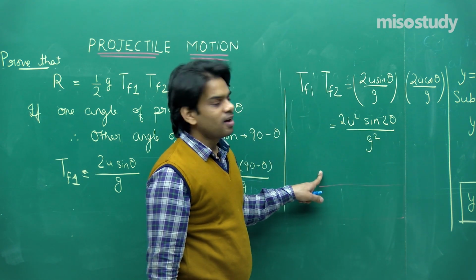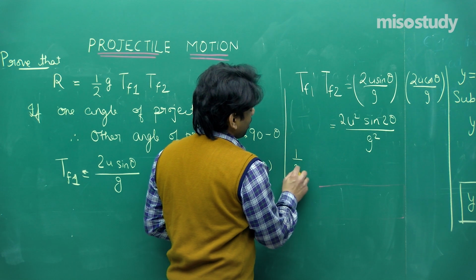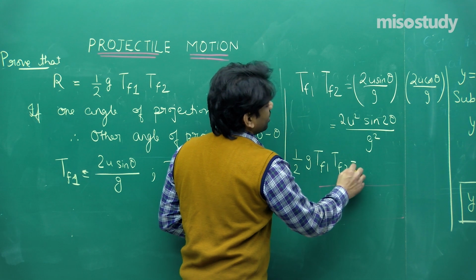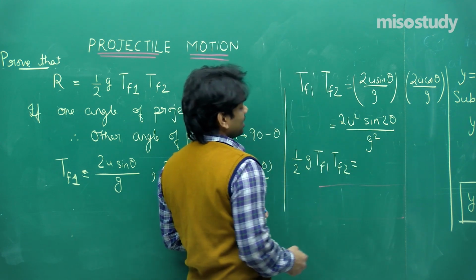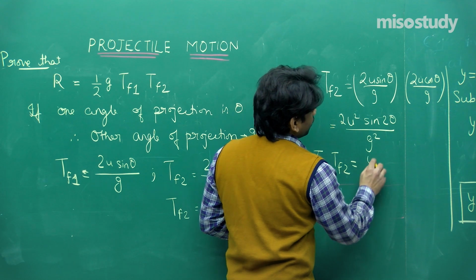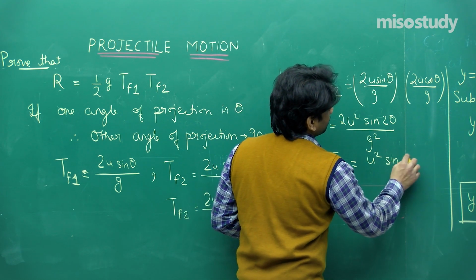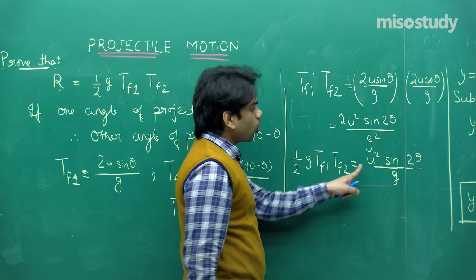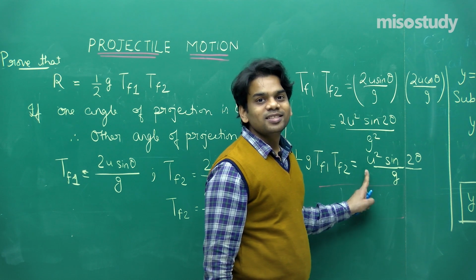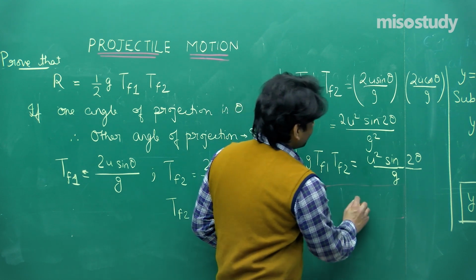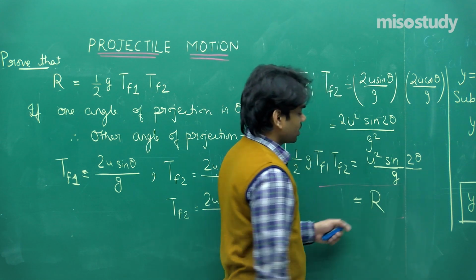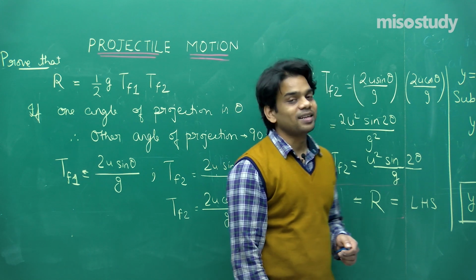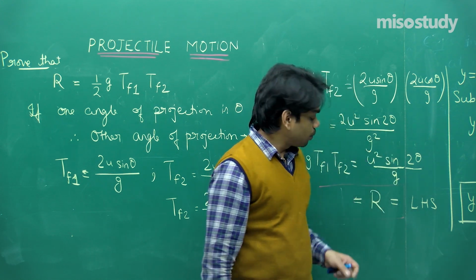Now if we multiply half g into the time of flight of the first into the time of flight of the second, then you will get 2 and 2 cancelled out, and g and g cancelled out. You will be left with u square sin 2 theta upon g. What you obtain? u square sin 2 theta upon g. This will give us the range. And this is actually what we needed to prove, that this is equal to the left hand side, that is the range of the projectile.